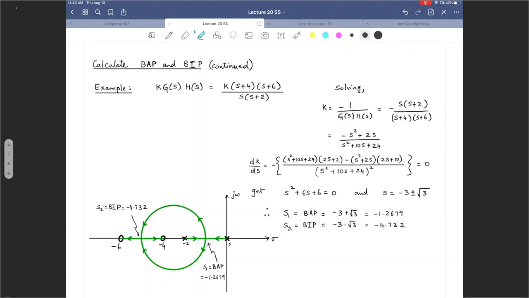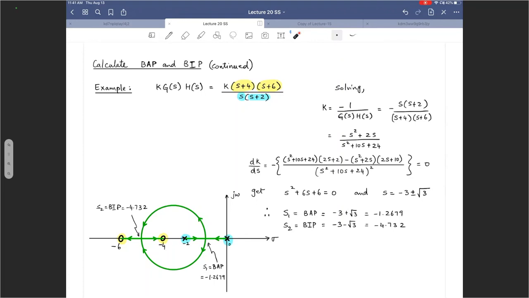Next, let us take a look at a slightly more complex example. And this one will address both the breakaway point as well as the break-in point. So we have an open loop transfer function that is given. I've got a 0 at -4, a 0 at -6, and two poles, one at 0 and the other at -2, right? And I did the rule of no, yes, no, yes. Based on that, I figured out that it has to break away between 0 and -2, and it has to break in between -4 and -6, right?